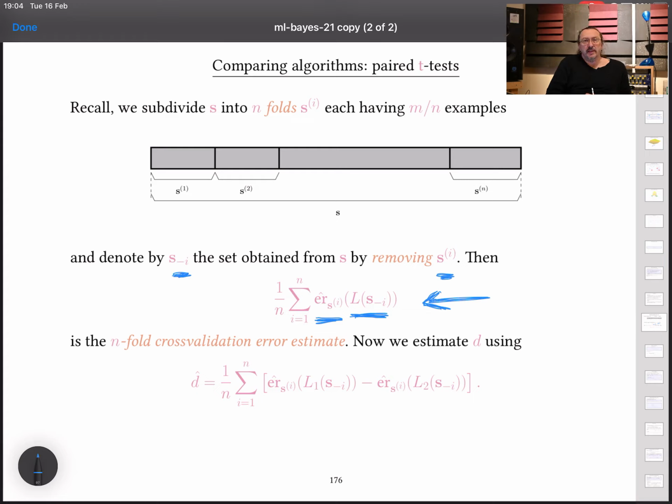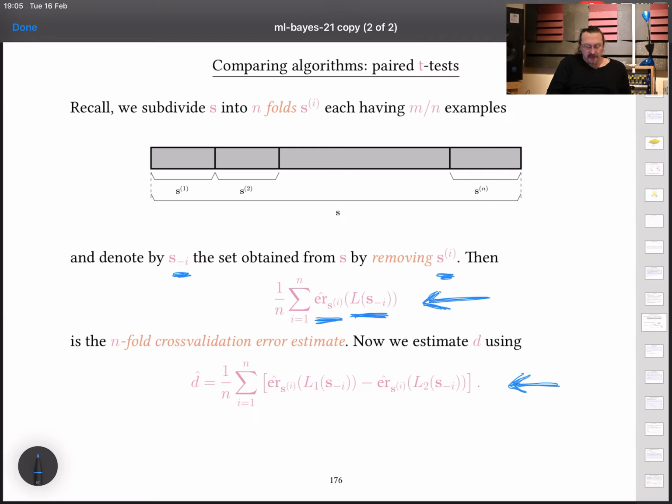Using the same idea, we can now estimate D using D hat here. Okay. What we've done is exactly the same thing. We've said we want an estimate of the difference in generalization performance between one training algorithm and another. We actually want an estimate of the expected difference that we'll get between the two of them if we train on a whole bunch of training sets of size m.